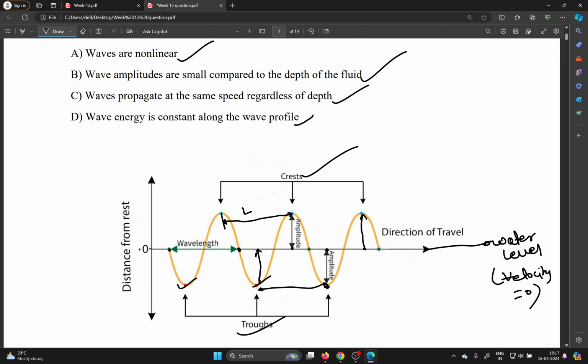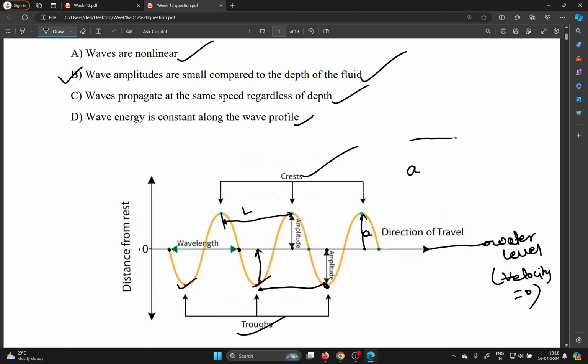Basically, here only one option is correct. If you see very carefully, what is option B telling? Wave amplitudes are small. Wave amplitude means this one, A. Wave amplitudes are small compared to the depth of fluid. Let's suppose, what is the depth of fluid here?